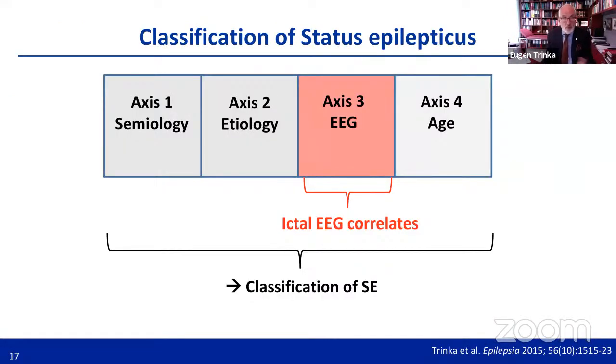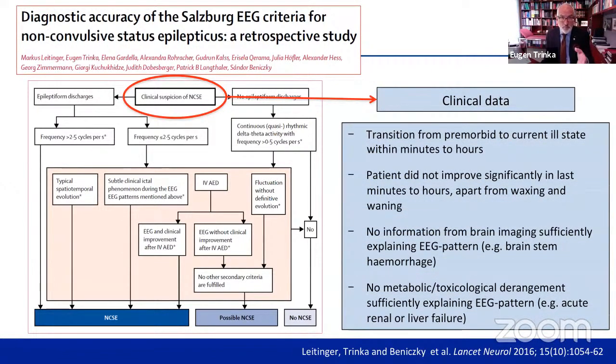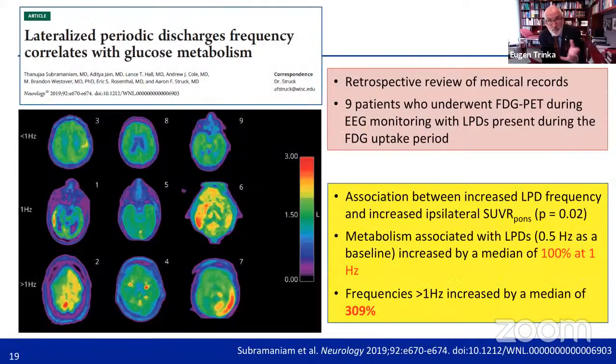EEG is something which the next probably 3 talks will deal about. These are EEG criteria for non-convulsive status epilepticus, but please, whatever Sándor Benitsky tells you and teaches you after that, rest assured clinical data are extremely important to interpret that. And I don't go into detail, I just want to let you know that the border which we defined in our joint paper is 2.5 hertz.